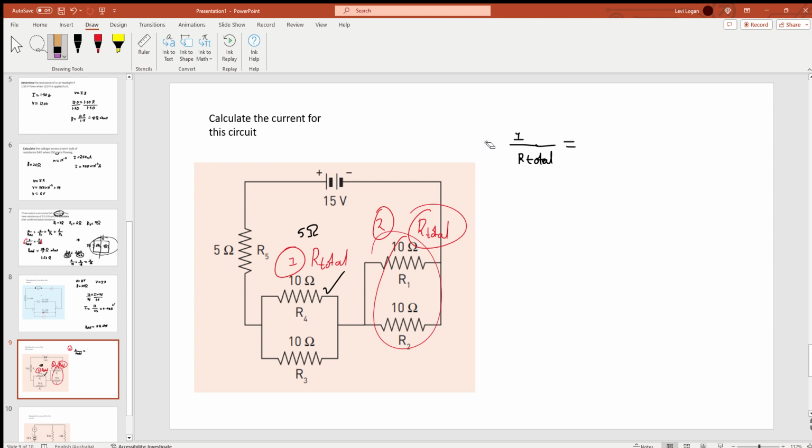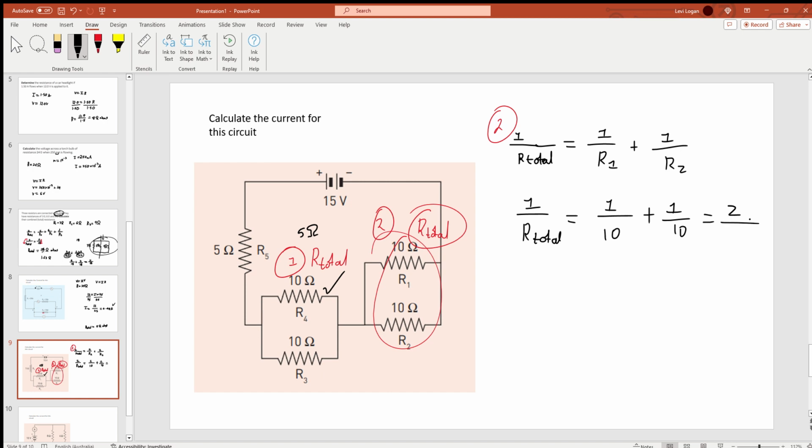And now for section 2. Section 2, they're both in parallel, so 1 over R total will be 1 over R1 plus 1 over R2. Now they're both actually the same numbers, so we're probably going to get the same resistance. So 1 over R total is equal to 1 on 10 plus 1 on 10.